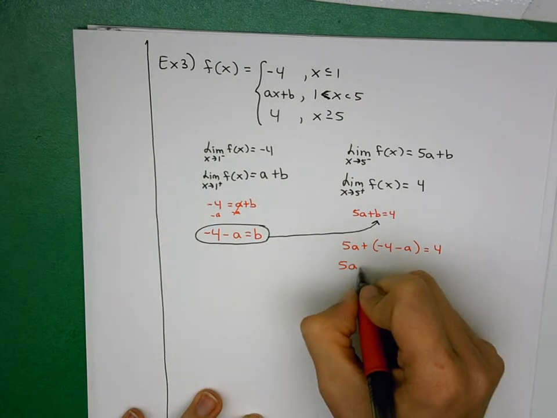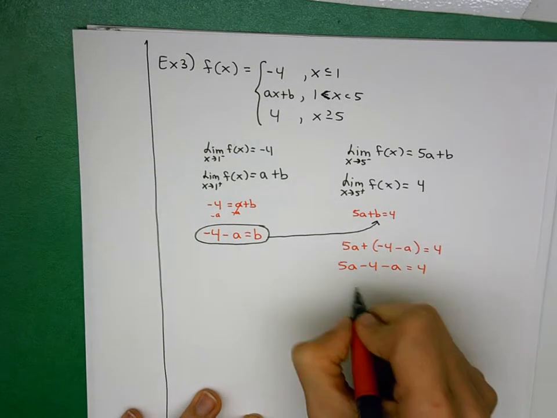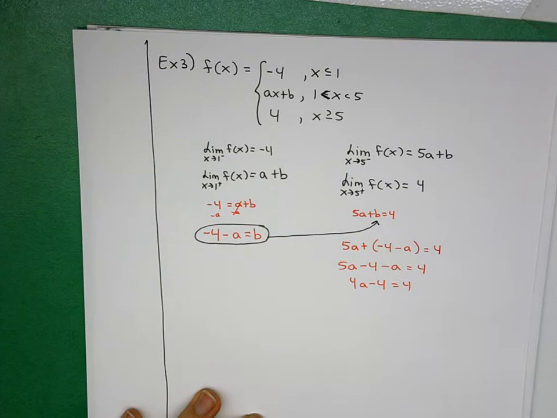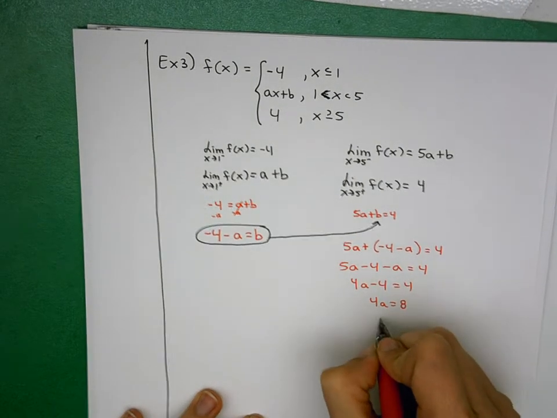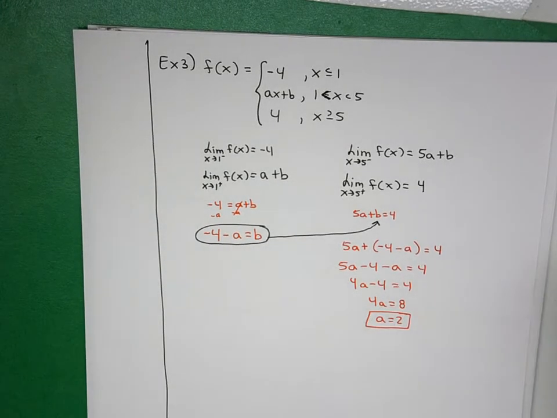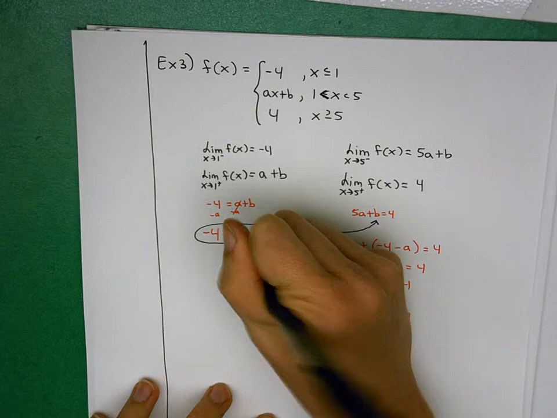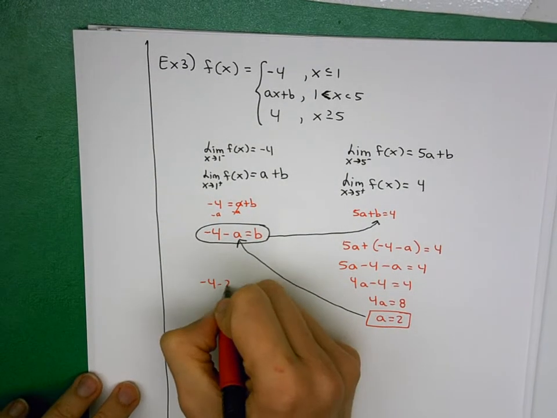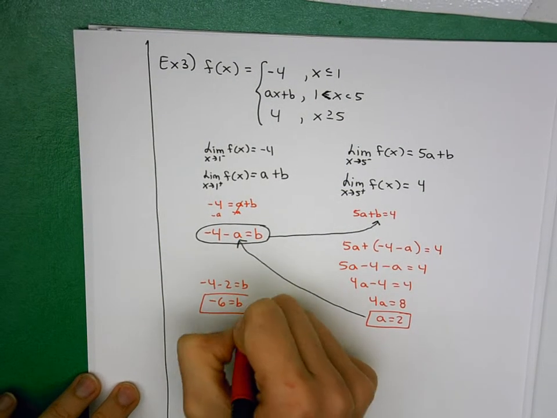Okay, if you needed to distribute, you could. I don't need to in this case, so I'm just going to drop those parentheses. Combining like terms, I get 4a minus 4 equals 4. Adding the 4 to the other side, I get 4a equals 8, which means dividing by 4, I get a equals 2. Which means I can take that, substitute it back in over here, and I get -4 minus 2 equals b, which means b is -6.